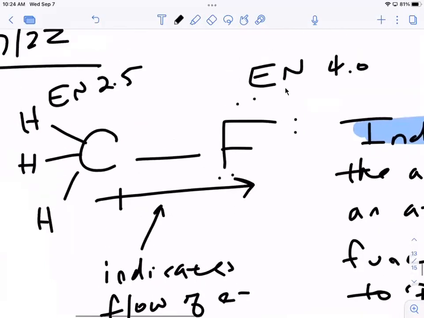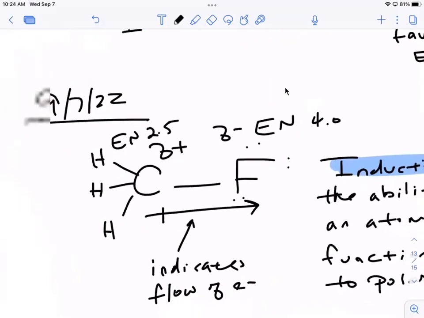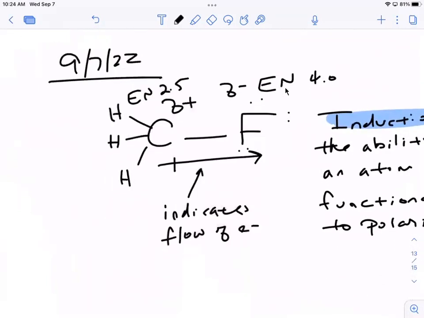That means the electrons are going to be concentrated on one end and pulled away from the other end. This is important because it dictates reactivity. This carbon becomes partially positive, and the fluorine becomes partially negative. If this reacted with something positive, that positive species is going to be more attracted to the negative end of the molecule. If it reacted with something negative, the negative species is going to be attracted to the more positive end. We're going to talk more about that later.